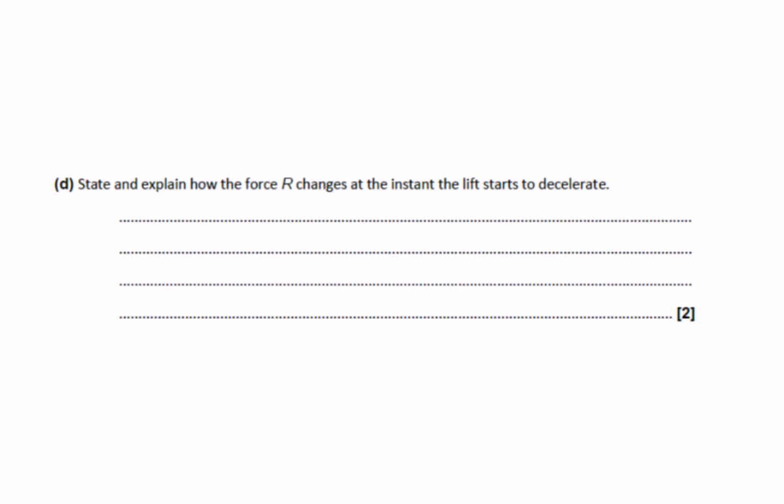And part D, state and explain how the force R changes at the instant the lift starts to decelerate. So if it's going to decelerate, that's the equivalent of having an acceleration downwards. So if we just do a quick little free body diagram, we've got the weight of the person and the normal contact. Now if the acceleration's downward, therefore the resultant force has to be downward, so therefore R has got to reduce in size so that the weight provides the deceleration. So the weight has to be greater than R for the deceleration.